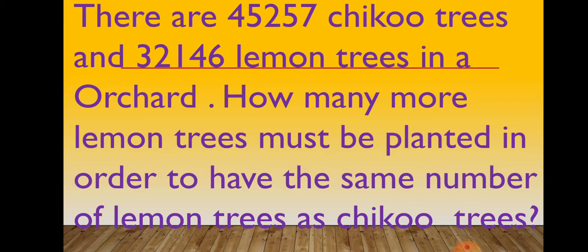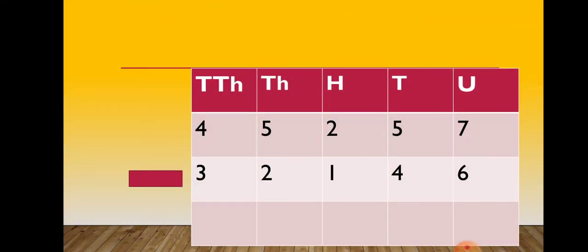Once again listen. There are 45,257 chiku trees and 32,146 lemon trees in an orchard. How many more lemon trees must be planted in order to have the same number of lemon trees as chiku trees? Did all of you understand this problem? Very good. Now what do we do? Subtraction. Subtract 32,146 from 45,257.